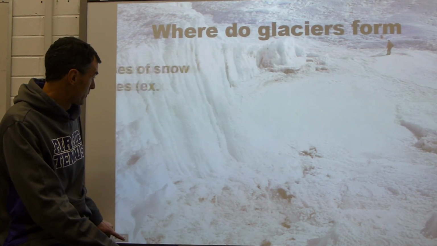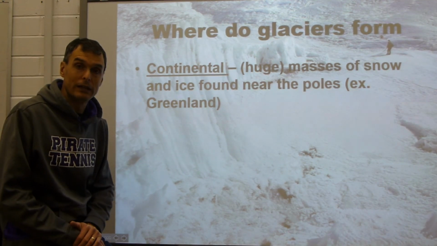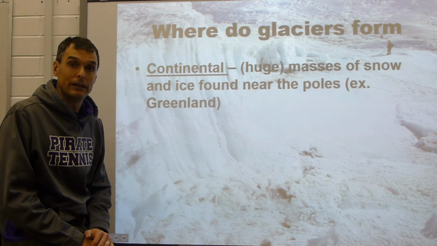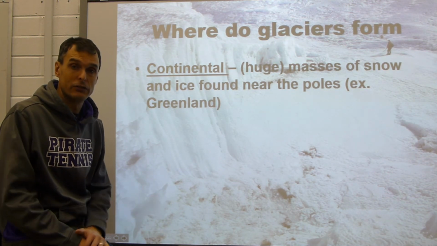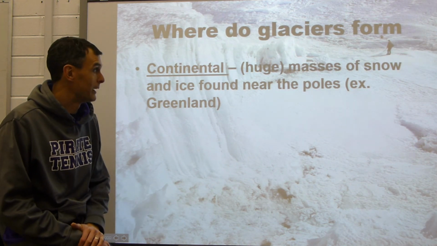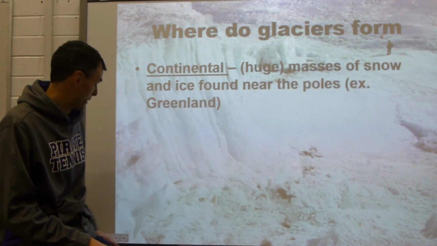So where do we have glaciers? There's 2 main types of glaciers. There's continental glaciers. These are the ones that you're familiar with, that are in Greenland, that are in the Arctic, that are in the Antarctic. These are ginormous glaciers. They can be thousands and thousands of feet thick and miles of area covered by ice. These are the biggest ones.